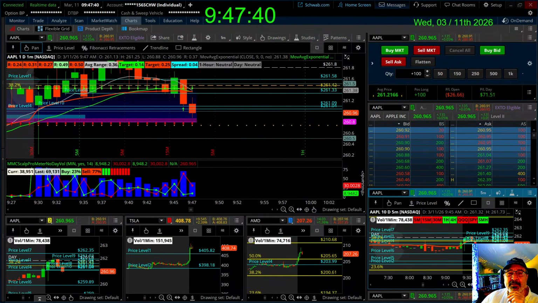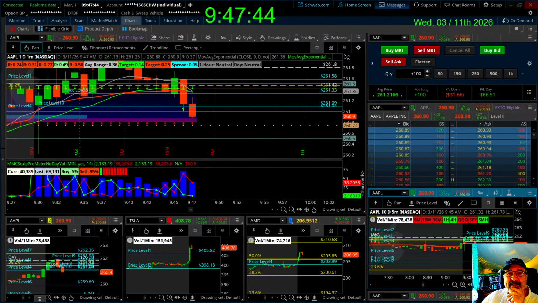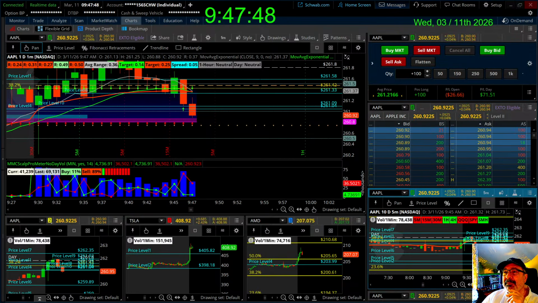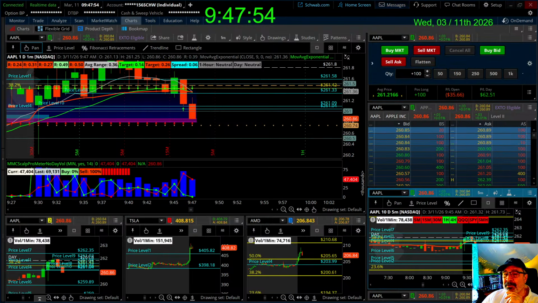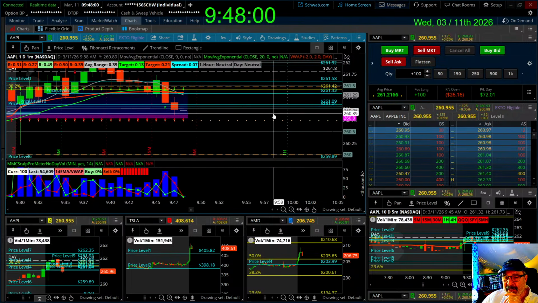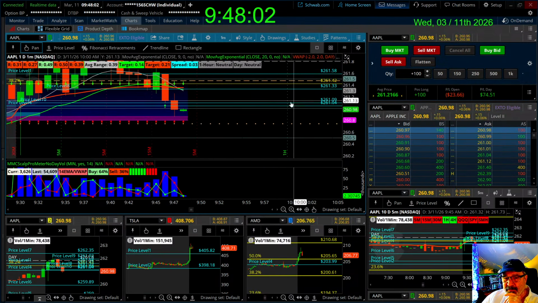What's going on with the overall market right now? Everything's flat. Any news on Apple? There was a good story, finalizing designs. We're going to wait out this move. We're waiting out this move.